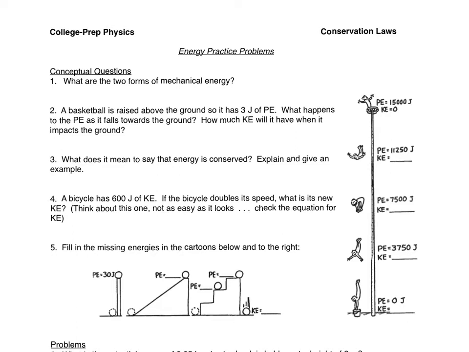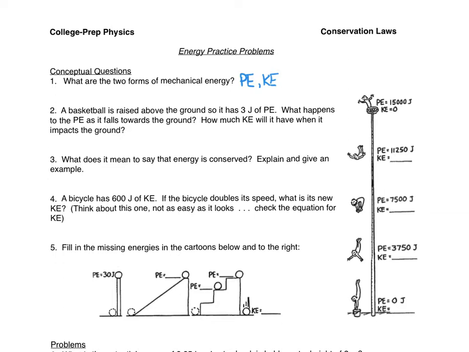First one: what are the two forms of mechanical energy? Those are just our good old potential energy and kinetic energy that we've been talking about this week. Number two, a basketball is raised above the ground, so it has 3 joules of PE. What happens to the potential energy as it falls towards the ground, and how much KE will it have when it impacts the ground?